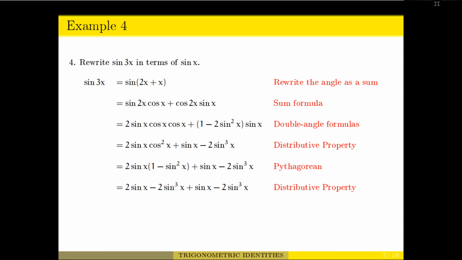Distributing 2 sine x to the 1 minus sine squared x, that will give us 2 sine x minus 2 sine cube x plus sine x minus 2 sine cube x. Simplifying and combining similar terms, that will give us 3 sine x minus 4 sine cube x. So we were able to rewrite sine 3x in terms of sine x.